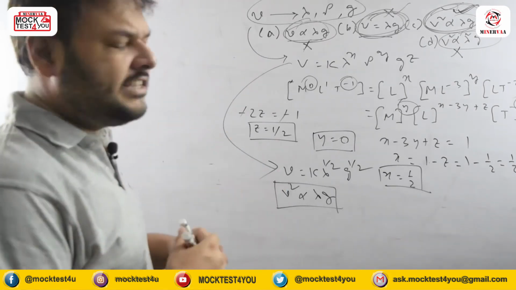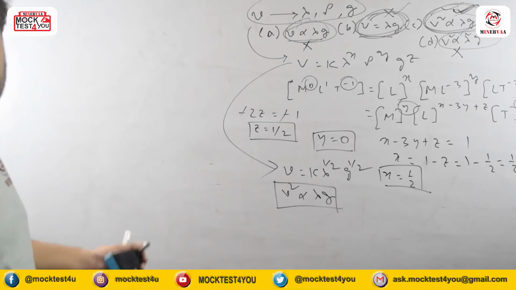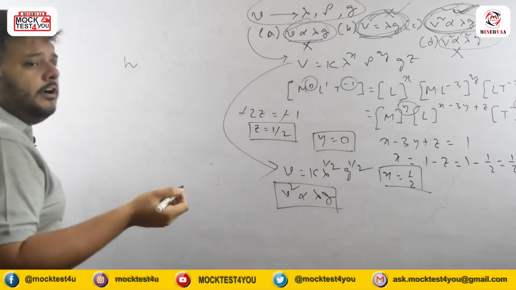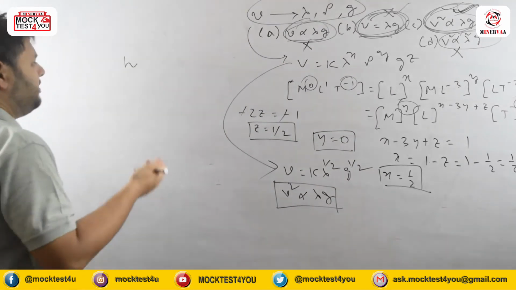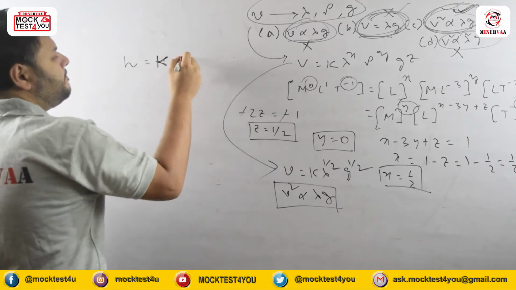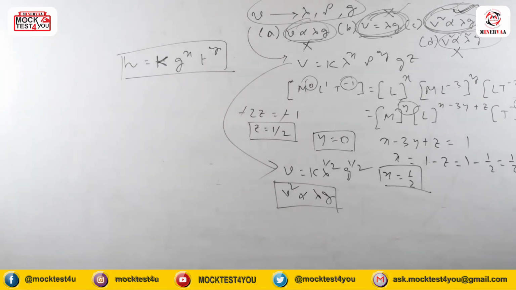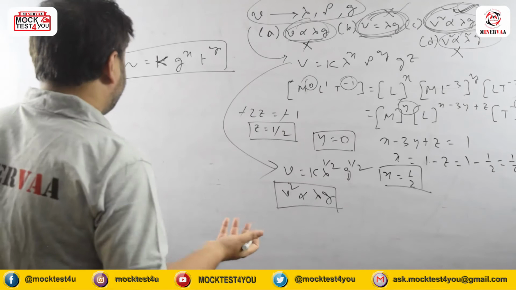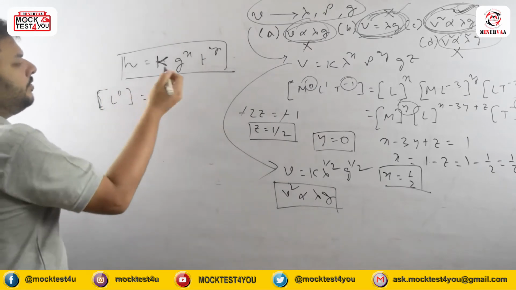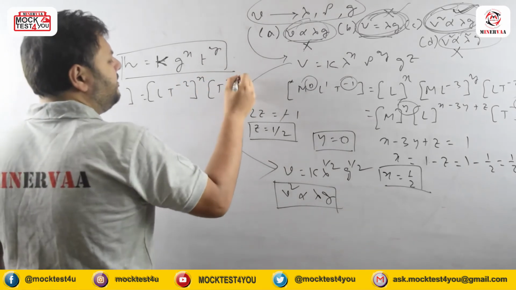One type of question you can expect: suppose they have told that one body is thrown vertically down from rest, that is, it's called free fall, and suppose it covers a height h throughout this free fall within a time t under gravity. So what are the values of x and y they have asked you? You can simply go for dimensional analysis, and you know that h means l to the power 1, and g means l t to the power minus 2, whole to the power x, and time t to the power y.